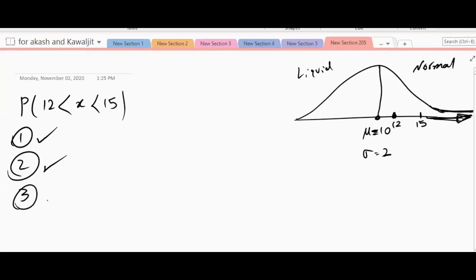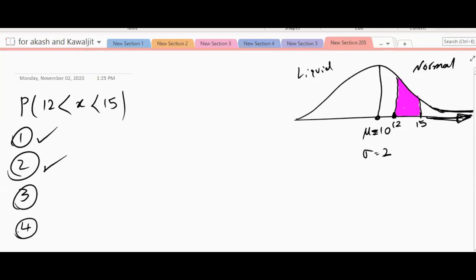Next step: identify the areas of interest. The area of interest would be this area, right? We are interested in between 12 and 15. This is the area of interest. Okay, what is the next step? Find the areas on the table.